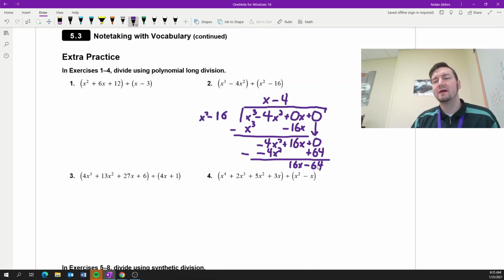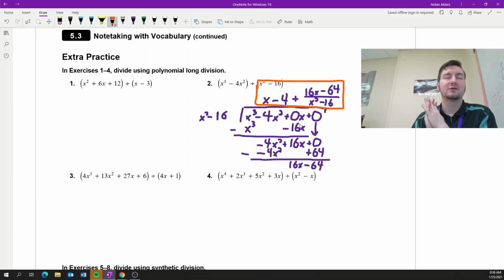And at this point, we don't have anything to bring down, so this right here is our remainder. This bottom thing, 16x minus 64, is our remainder. And the way we write that, you may remember, is you take your remainder and you write it over this polynomial that's out front, like a fraction. So it gets a little bit sloppy, but here we go. Plus 16x minus 64 all over x squared minus 16. And that is our answer. So this is our answer right here: x minus 4 plus 16x minus 64 over x squared minus 16.